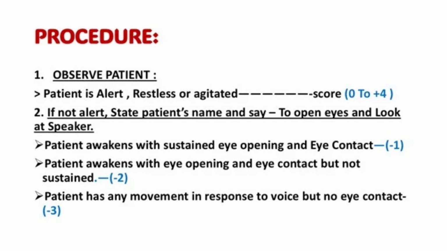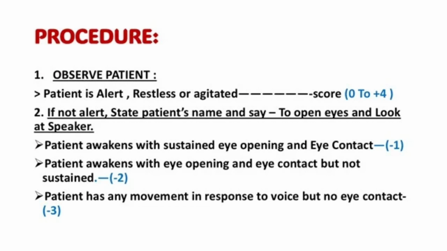Observe the patient. If the patient is alert, restless or agitated, we can give a score of 0 to +4. If the patient is not alert, we have to state the patient's name and say open your eyes and look at the speaker. If the patient awakens with sustained eye opening and eye contact, that means the patient listens to you, opens eyes and maintains eye contact, -1. If the patient opens eyes but cannot maintain eye contact, -2. If the patient has any movement in response to voice but no eye contact, means the patient is opening the eyes but is not looking at you at all, we will give -3.